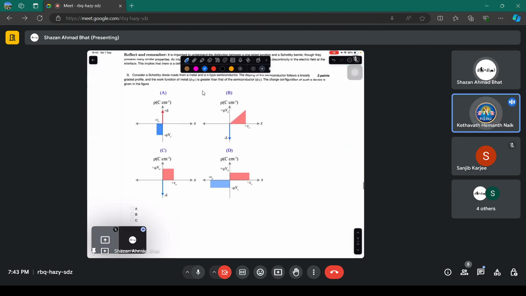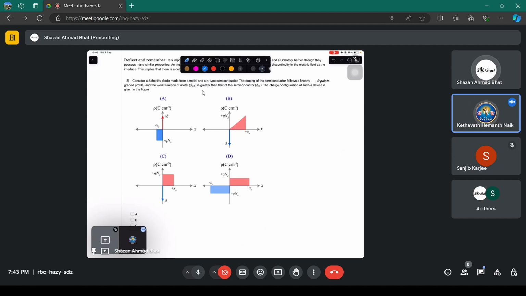Question: Sir, I have a question. Can I ask? Yes, you can ask. In the Schottky diode, in the depletion region, there will be an electric field generated there, right? If you apply forward bias, this electric field will become zero because the depletion region will also get smaller. No, it won't become zero.